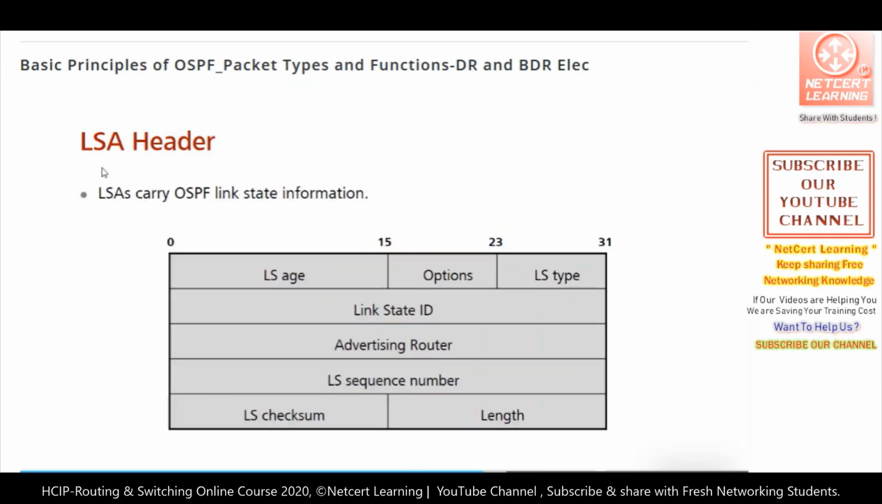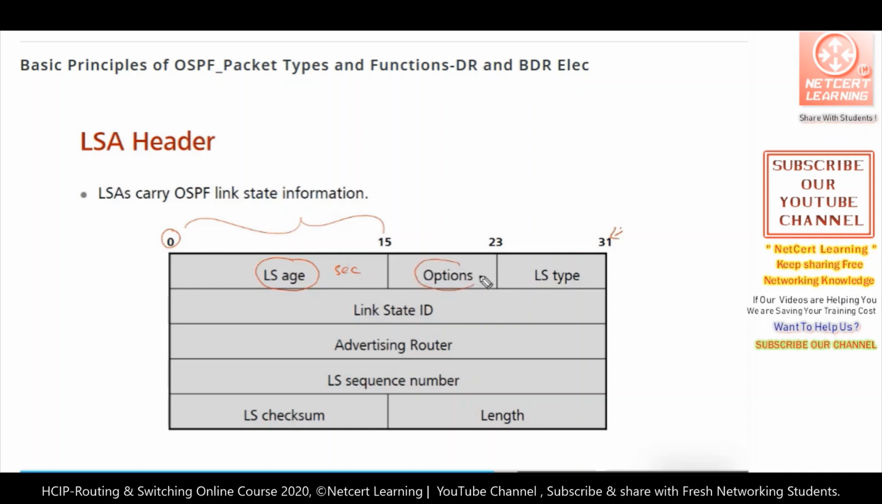We look into the link state advertisement header now. In this diagram, we have the OSPF link state information. At the top here, we have the bits. So we have bit 0 all the way to 31, which indicates 32 because we start from 0. So 0 to 15, which is 16 bits, is where the link state age resides. This age is the link state advertisement age in seconds.